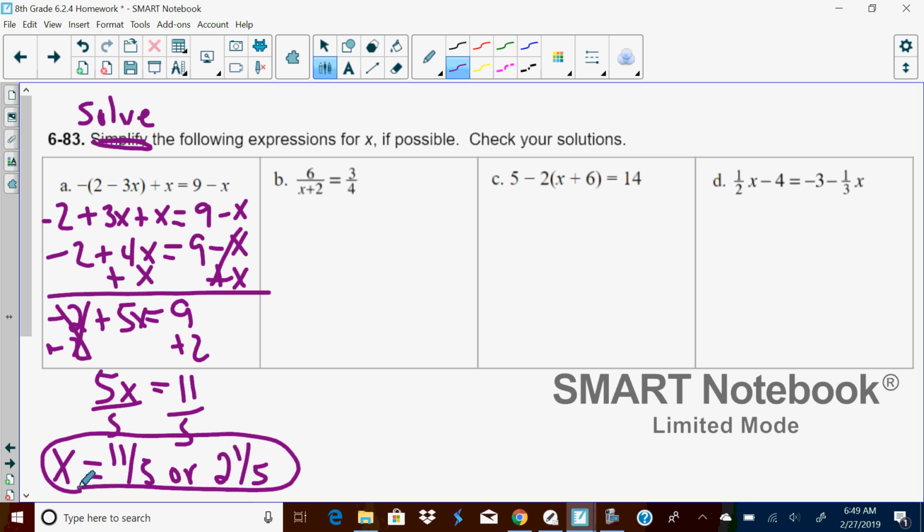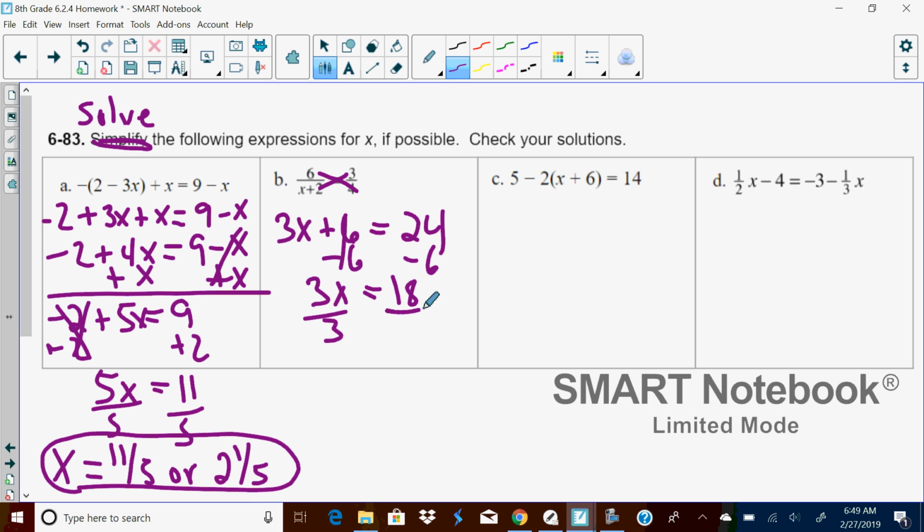Part B, there are 2 ratios, so I'm just going to cross multiply. So 3 times x plus 2 is 3x plus 6 equals 24. And then I'm going to solve for x. So 3x equals 18. So x equals 6.